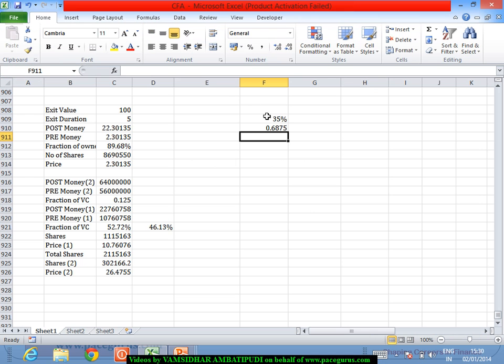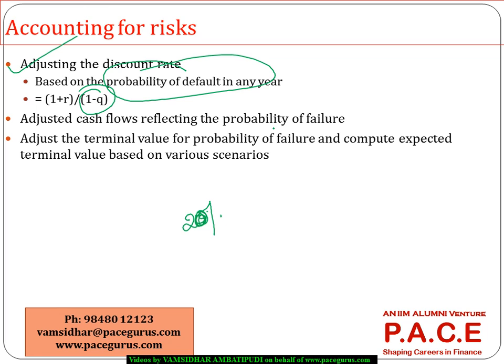Or if you are saying the probability of default is going to be around 10%, then probably this can work out to somewhere around 50%. So that can be used for finding out the post values and the pre values and then working out. That is one way typically the venture capitalist firms make modifications to find out the present value, and hence use that as a part of their negotiation process.